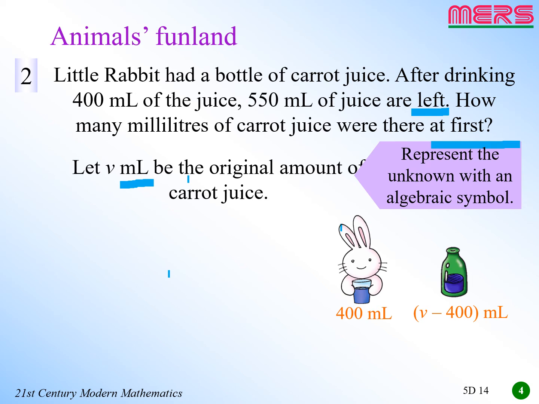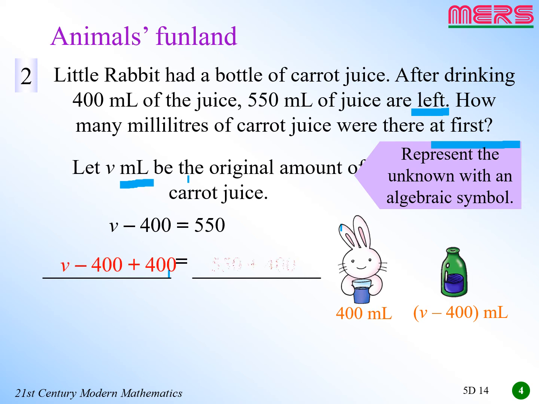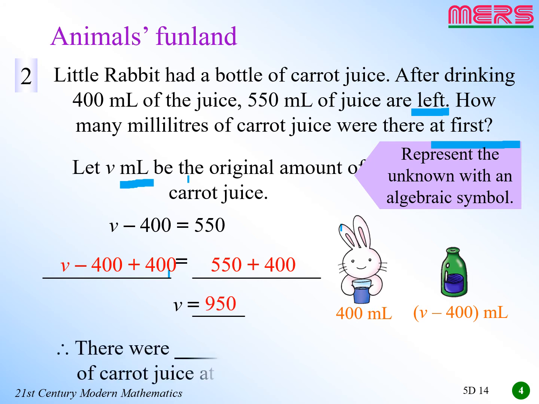Then let's set up the equation. At first we have V ml and we drank 400 milliliters. So V minus 400, and we have 550 ml left. So it equals 550. And then we add 400 on both sides. So the answer is 950. So the statement: there were 950 milliliters. Remember to write the unit of the carrot juice at first.